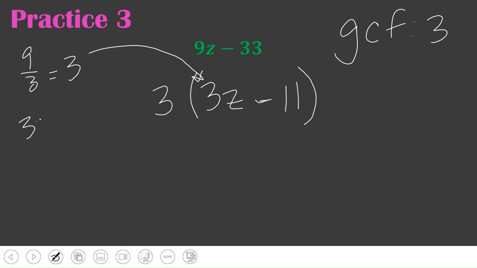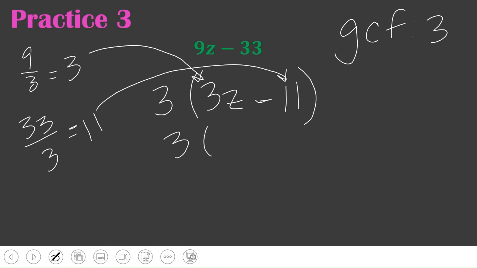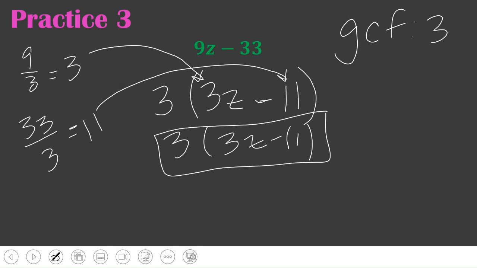And then 33 divided by 11 is... Oh, why did I write divided by 11? Sometimes that happens, so I would check our work. It's 11, and you can see that goes here. Okay, so my new binomial with the greatest common factor factored out is 3 times the quantity of 3z minus 11. And what is the last step we should do just to verify that we did this correctly? We're going to do a check.